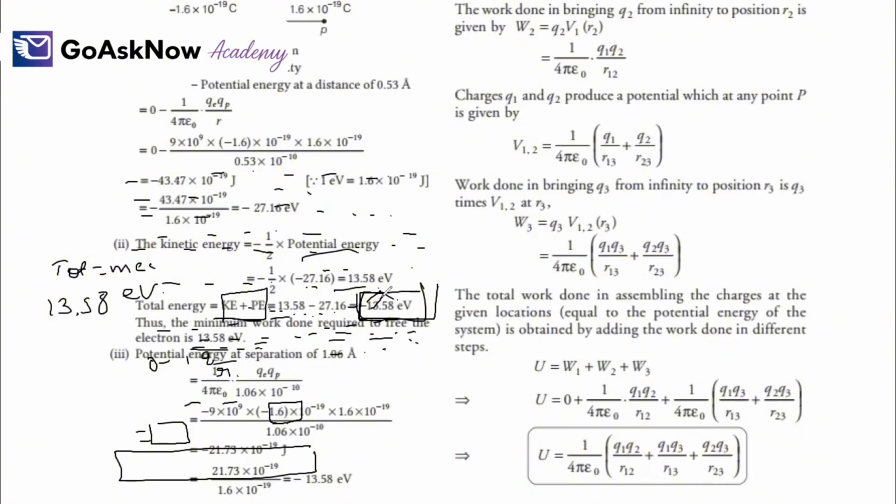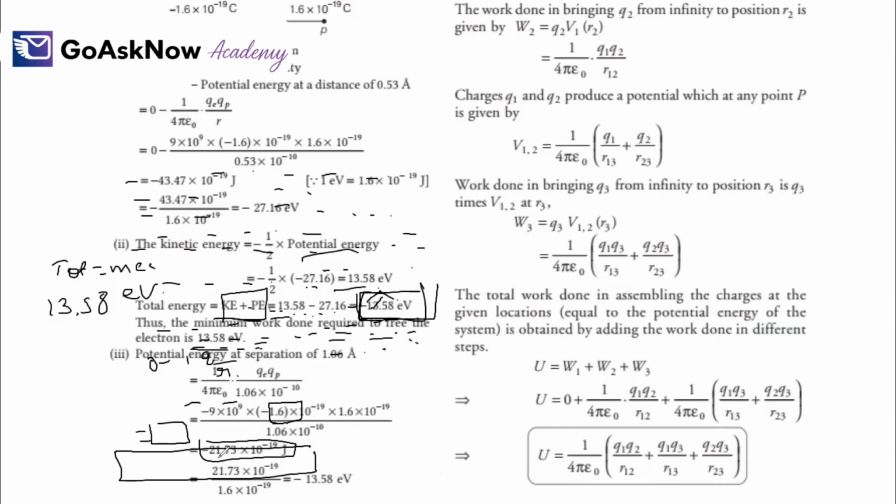Now the third part is the potential energy at a separation of 1.06 angstrom. It is not given, so we have to calculate the potential energy at this separation. Just apply the formula: you will get k q_e q_p upon 1.06 into 10 to the power minus 10. After solving it, the value is equal to minus 21.73 into 10 to the power minus 19 joule.